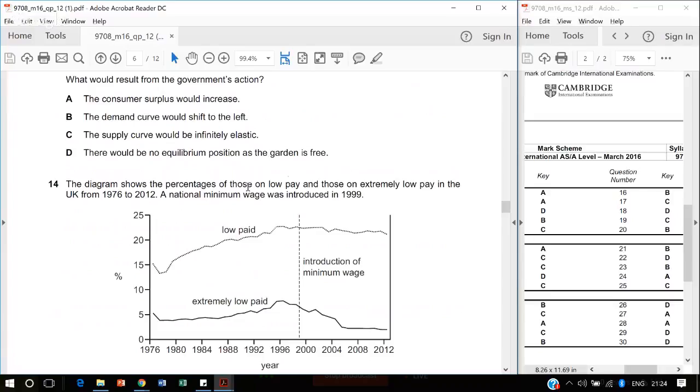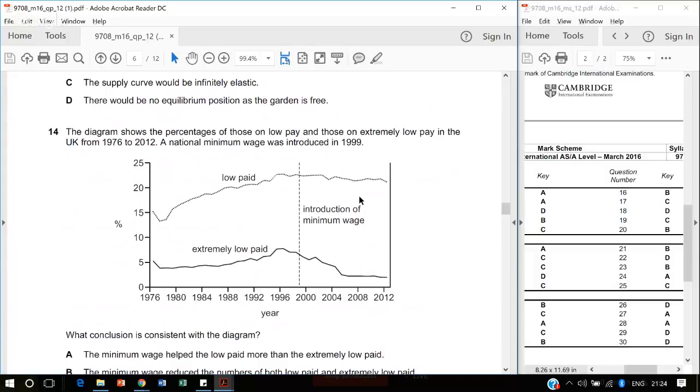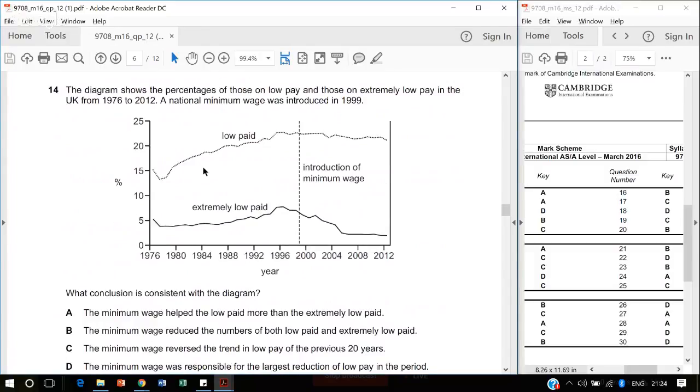The diagram shows the percentage of those on low pay, and those on extremely low pay in the UK from 1976 to 2012. A national minimum wage was introduced in 1999. What conclusion is consistent with the diagram? Okay, so we see people on low pay, and we see extremely low pay. That falls quite rapidly after the introduction of minimum wage. However, those on low paid jobs stays pretty steady, decreases slightly. What is consistent with the diagram?